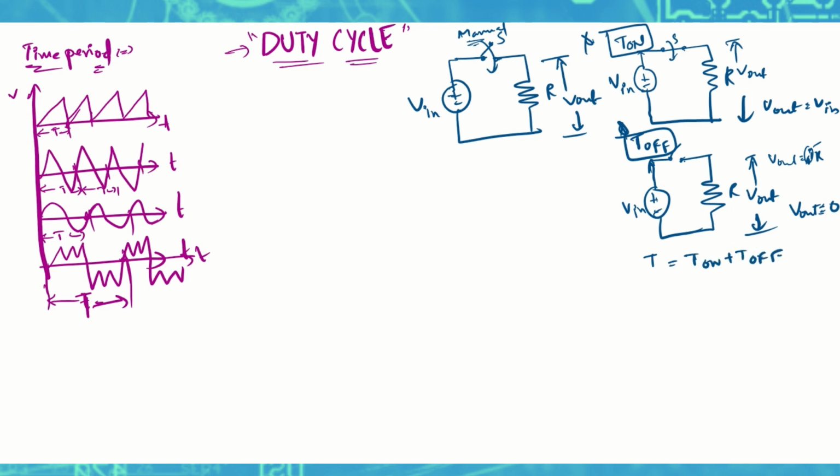I hope you got it right. You are turning on the switch for T on and turning it off for T off, and you are repeating the sequence again with the same time period. So the time period is T. If I put it in a waveform, it is going to be like this.